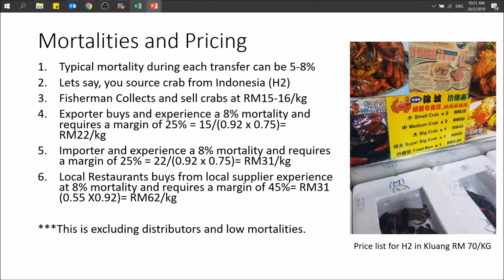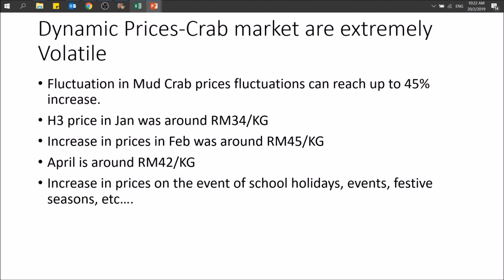The last point is that the crab market is extremely volatile. This is one of the case studies we had whereby in January the price was about 34 ringgit per kilo, but once it gets to February, it can go up to about 45 ringgit or even 50 ringgit per kilo. That's about a 30% to 40% increase in price just based on a variation from a different month. February is a peak period because it is usually when Chinese New Year falls. So in that location, there's a very high demand for crabs, which often results in increased prices.